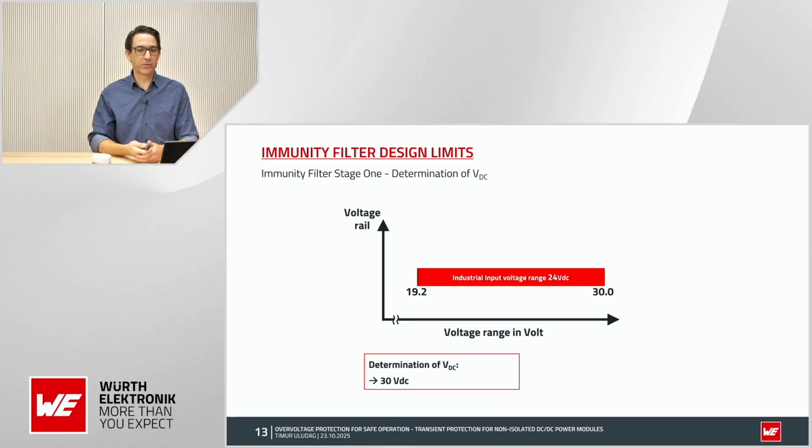So, first, let's start with the determination of VDC. The maximum occurring DC voltage is decisive for the interference immunity of VDC, not the nominal voltage. With a 24-volt bus, the voltage range of 19.2 to 30 volts is specified in industrial environments. That means, consequently, the maximum value for VDC is not 24 volts, it is 30 volts, because this is the highest value that is allowed.